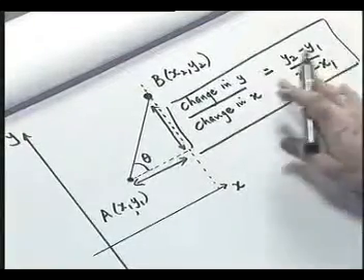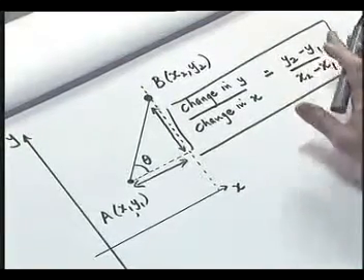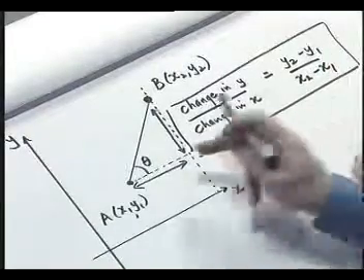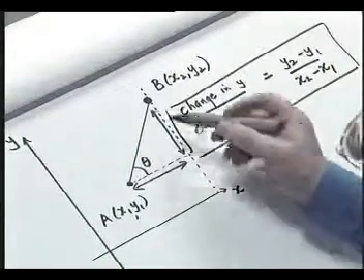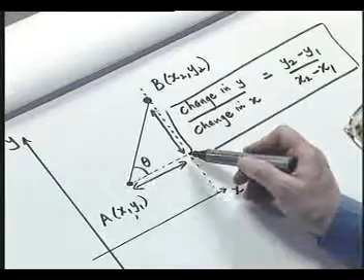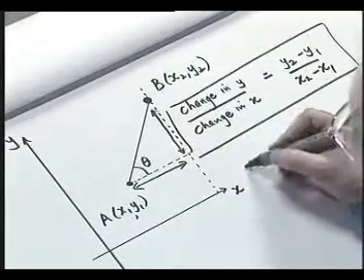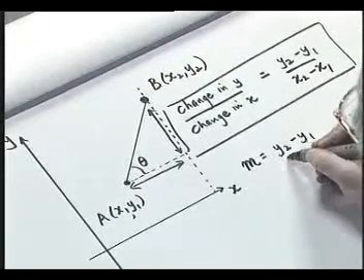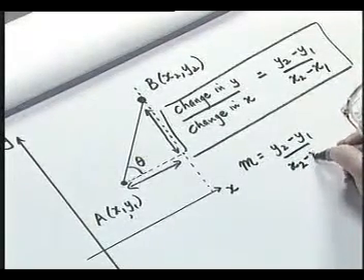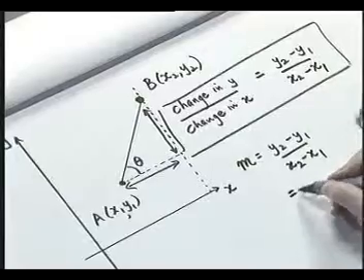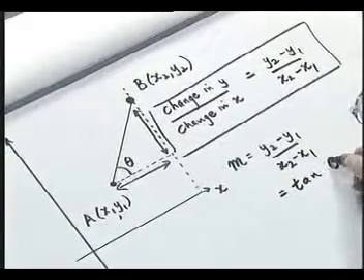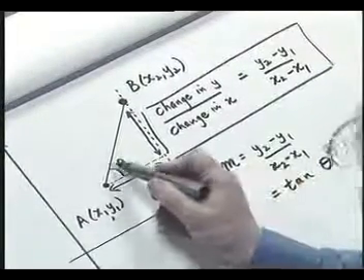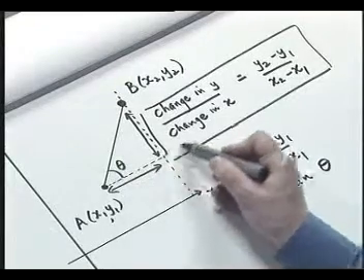So this quantity that we've calculated is not only the gradient of the line, it's also the tangent of the angle that the line makes with the horizontal. So the gradient m, which we've said is y2 minus y1 over x2 minus x1, is also equal to the tangent of theta, where theta is the angle that the line makes with the horizontal.